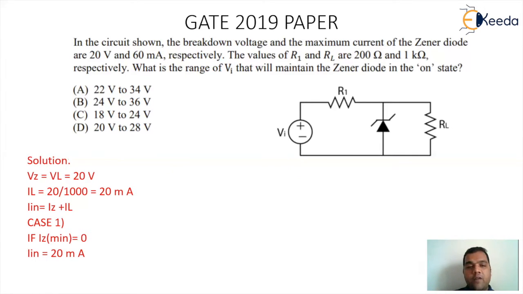So since the IZ min value is 0, IN will become equal to IL. So the IL value is 20 milliampere. We put IN equal to 20 milliampere.